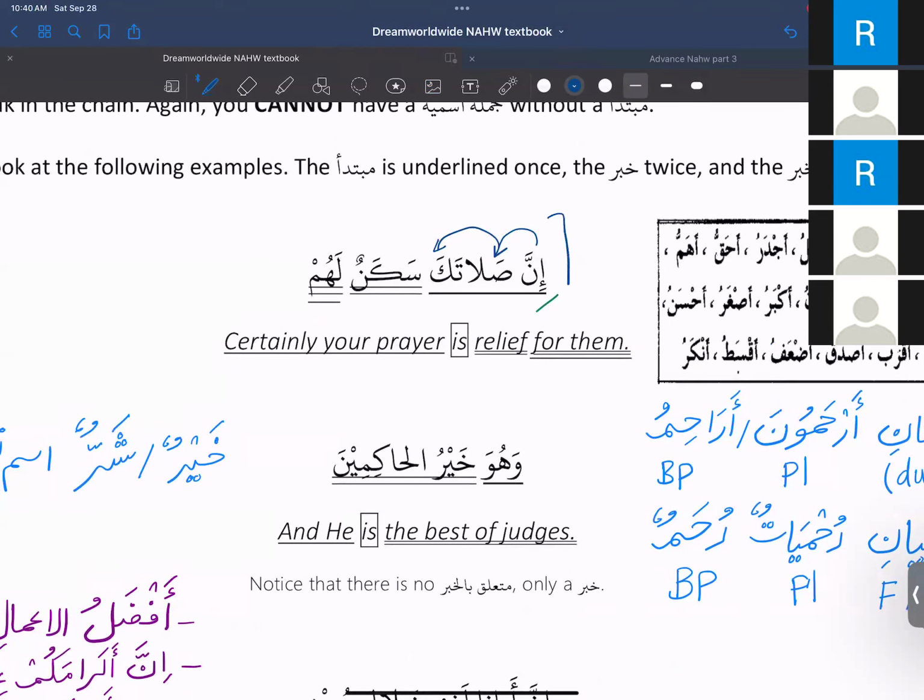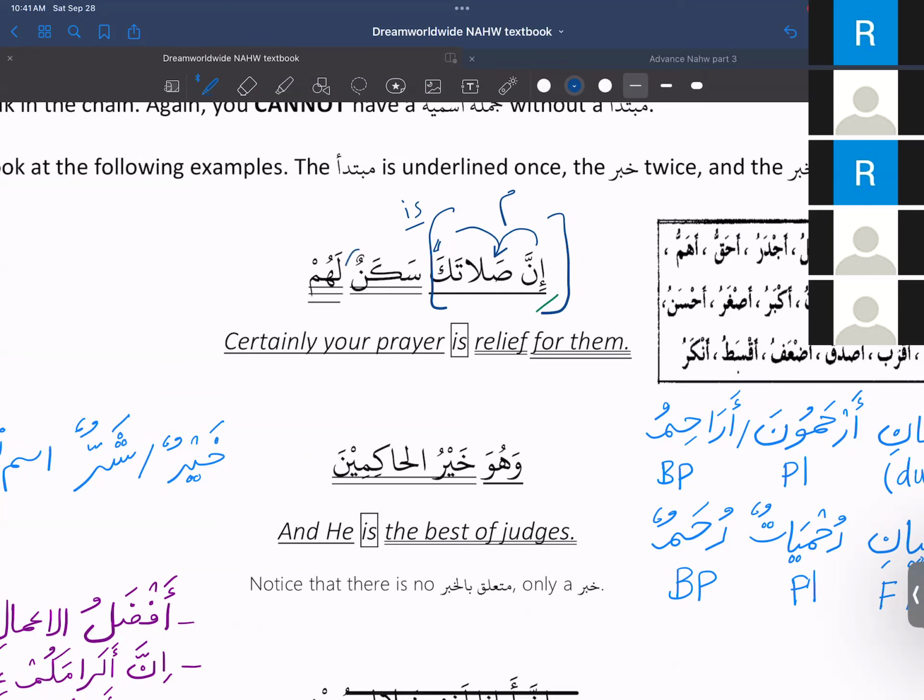That means the whole thing is my mubtada, because they are tied together. So I cannot just say inna is my mubtada, or inna salata is my mubtada, and leave ka alone. That can't happen because they are tied together. So inna salataka together are my mubtada. And now salataka and sakanun do not have any grammatical relation. Certainly, indeed, no doubt about it, your prayer is.